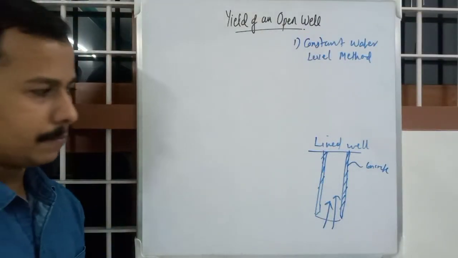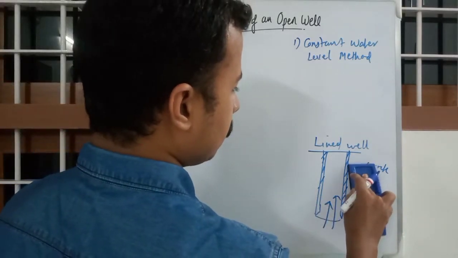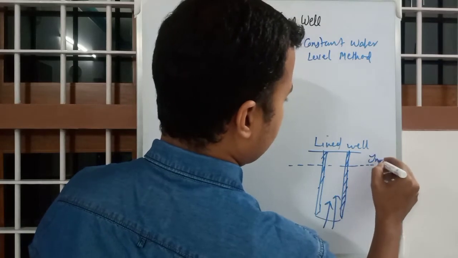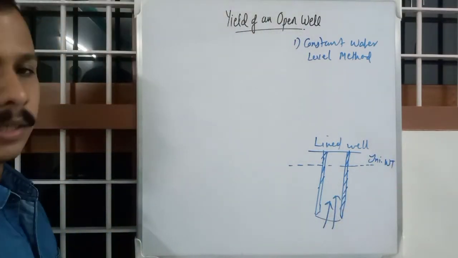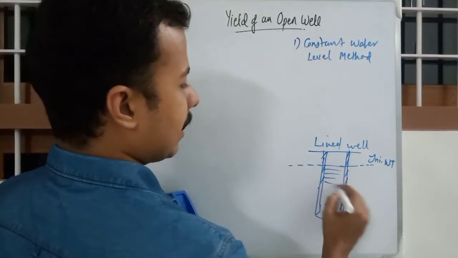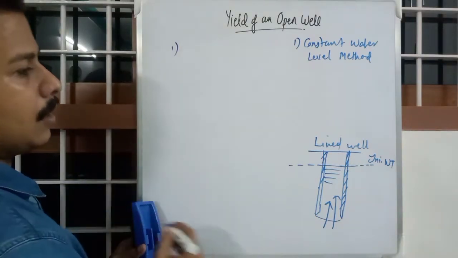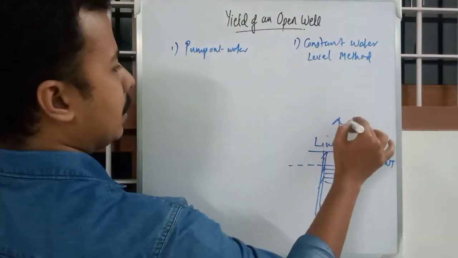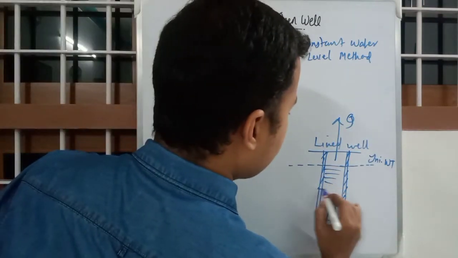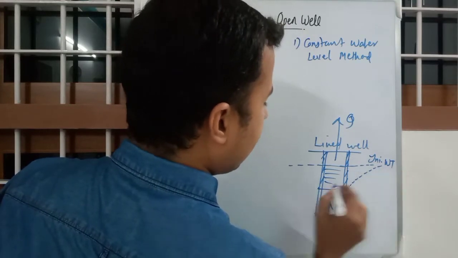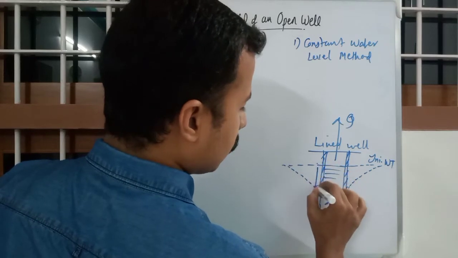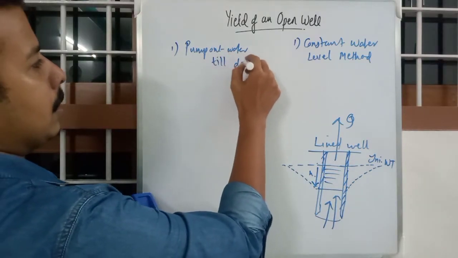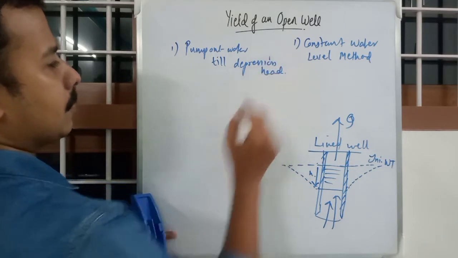The constant water level method is very simple. Suppose this is the initial water level, the initial water table. So you will have water till here. As the first step, you will pump out water so that there is a depression head. There is a variation of the water table from this height to a particular height. We call it small h, the depression head. That is the first step.